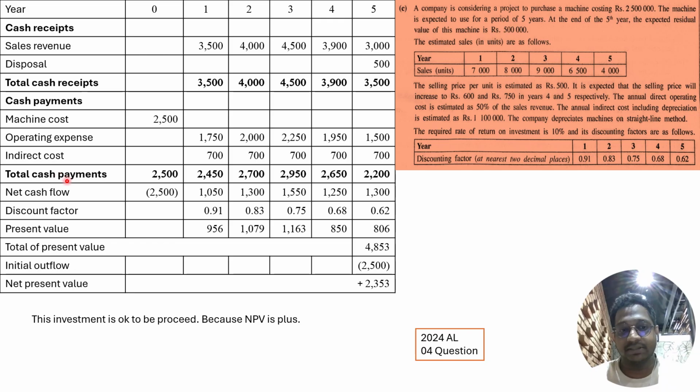So those are the cash payments, and here the total cash receipts. Then from that you can find out the net cash flow. And the net cash flow you can multiply by the discount factor, then you are getting the present value. And when you're finding the NPV, it is the total of present values of future cash flows minus the initial outflow. And it is a plus value for the NPV. So that is 2,353. So this investment is okay to proceed because NPV is a plus value, right?